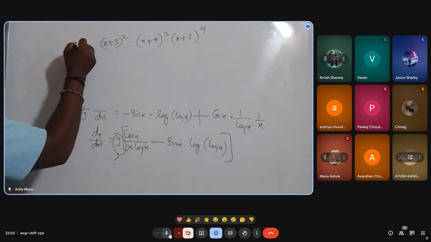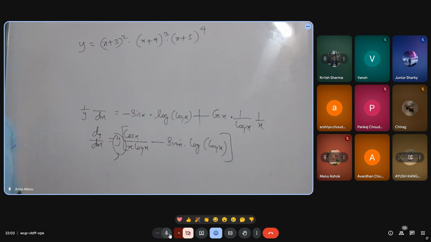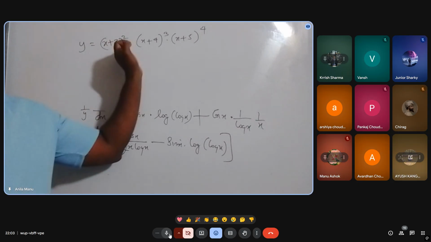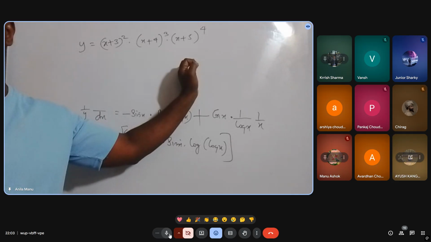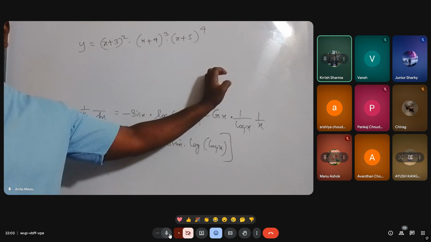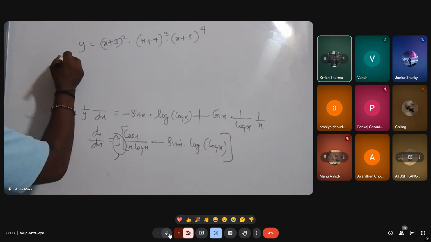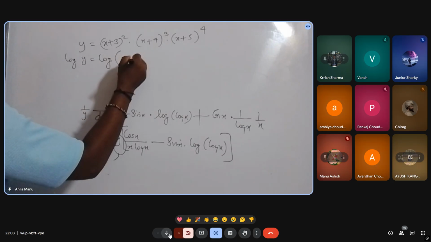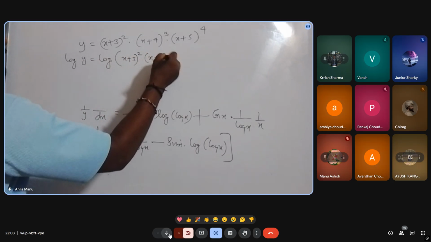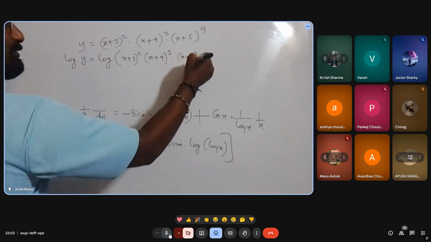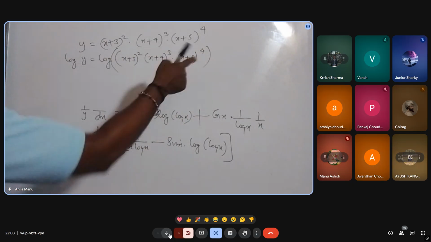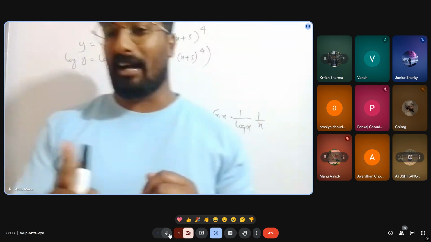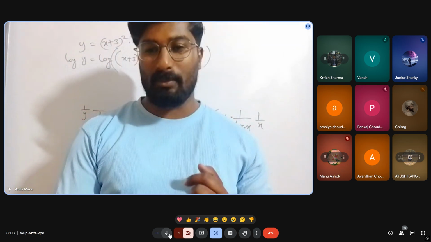Consider the given function as y. Do with me. Take the given function as y. Then you have a product of more than 2 functions, right? So taking logarithm on both sides, what you will get? Log y is equal to log of x plus 3 square, x plus 4 cube, x plus 5 raised to 4, the product of all.